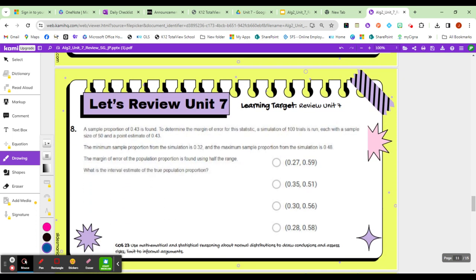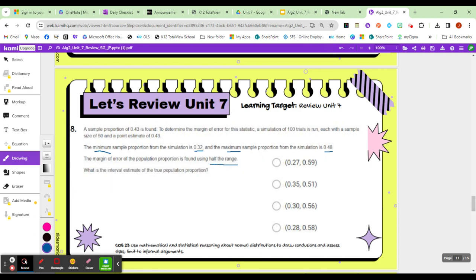Number 8 says a sample proportion of 0.43 is found. To determine the margin of error for this statistic, a simulation of 100 trials is run, each with a sample size of 50 and a point estimate of 0.43. The minimum is 0.32. The maximum is 0.48. The margin of error of the population is found using half range.